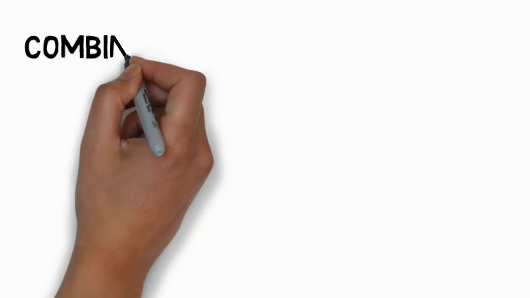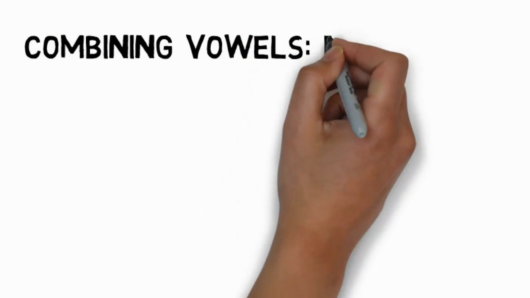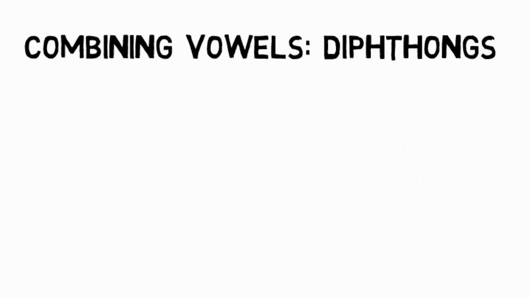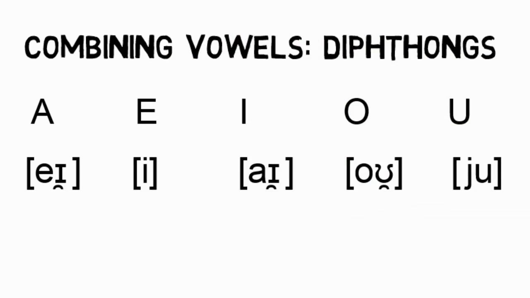The only thing left to discuss are the combinations of two vowels, otherwise known as diphthongs. English is full of these. Of our so-called 5 vowels, A, E, I, O, and U, 3 of them, A, I, and O are actually diphthongs. They're not single vowels at all. In American English, at least, we go A, I, and O.